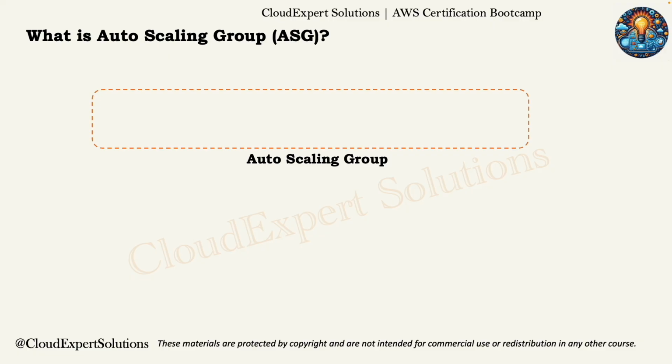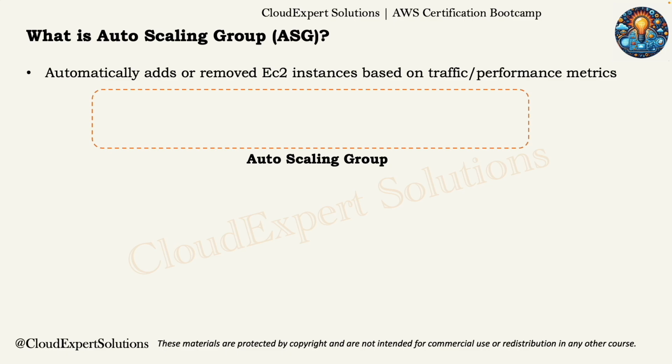Before explaining high availability and scalability in the context of EC2, we must understand two more concepts. The first is called the Auto Scaling group, or ASG, and the second is load balancing. Let's start with the Auto Scaling group. An Auto Scaling group is an AWS service that automatically adds or removes EC2 instances based on traffic or performance metrics.